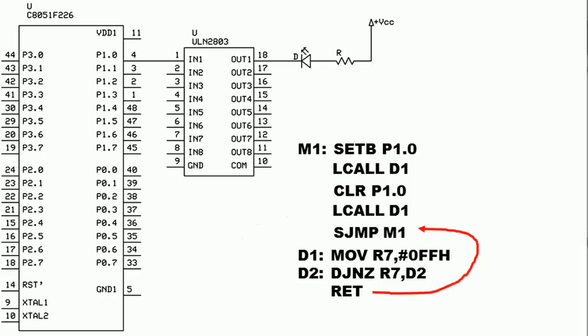The program returns. The SJMP M1 causes the program to run in an infinite loop and causes the LED to blink at a rate determined by the D1 subroutine.